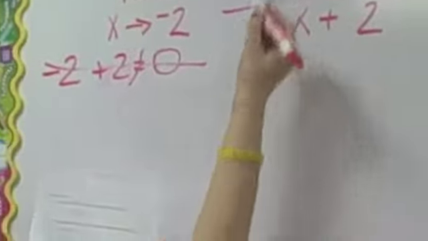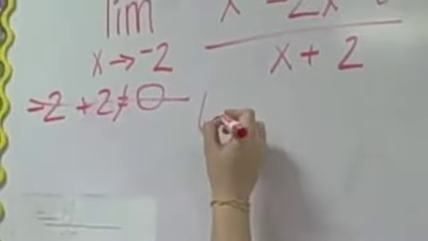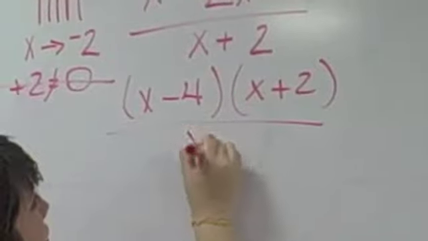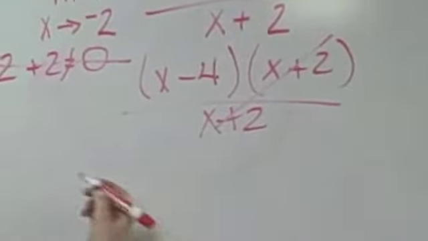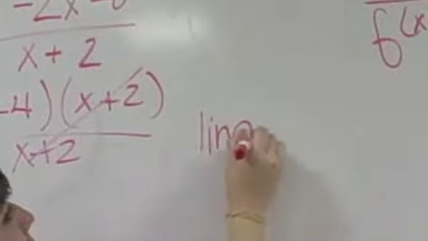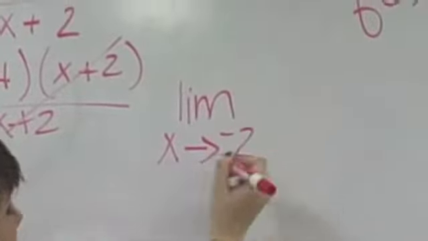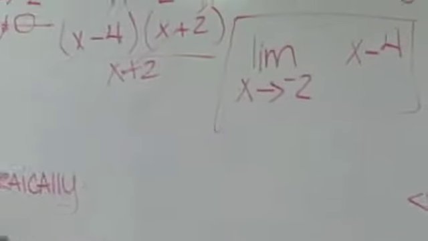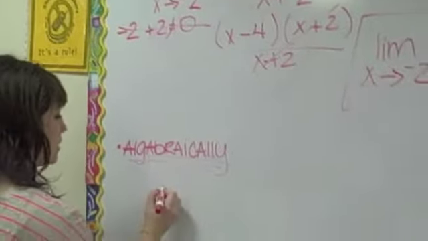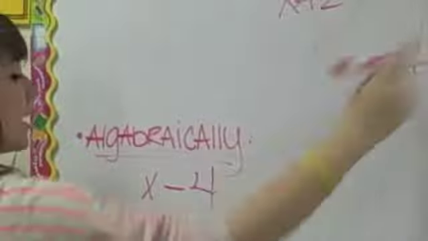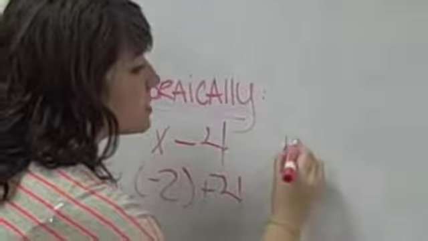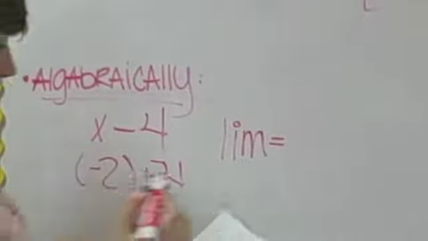And when we factor our top trinomial, (x minus 4)(x plus 2) over (x plus 2), we can cancel out our denominator, and our brand new problem is the limit as x approaches negative 2 of x minus 4. Okay, if we try to solve this in our algebraic way, x minus 4, where x is negative 2, negative 2 minus 4, our limit equals negative 6.